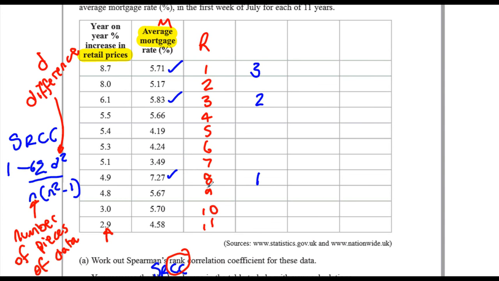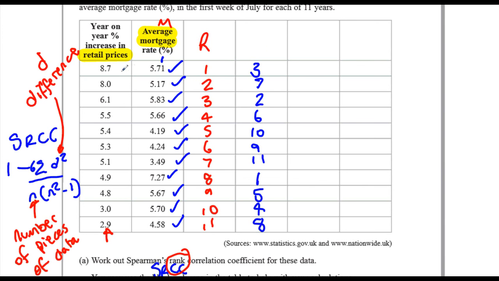Next one is going to be 5.7 down at the bottom. Next one is going to be 5.66, or no, 5.67, even closer. Then 5.66. Then we're going to have 5.17, or 7th biggest. Then we're going to have 4.58 down at the bottom. Then we're going to have 4.24, then 4.19, then 3.49. So that part was just literally numbering these in order.